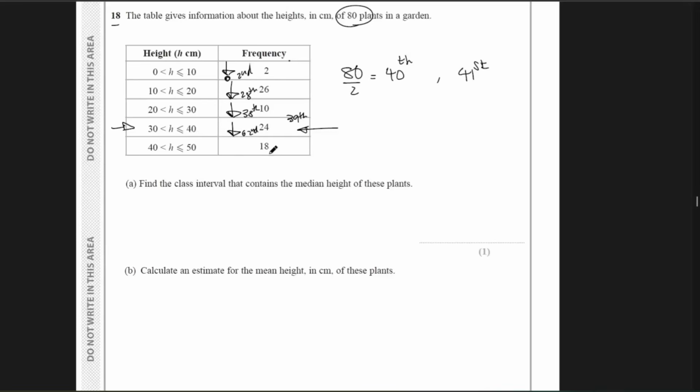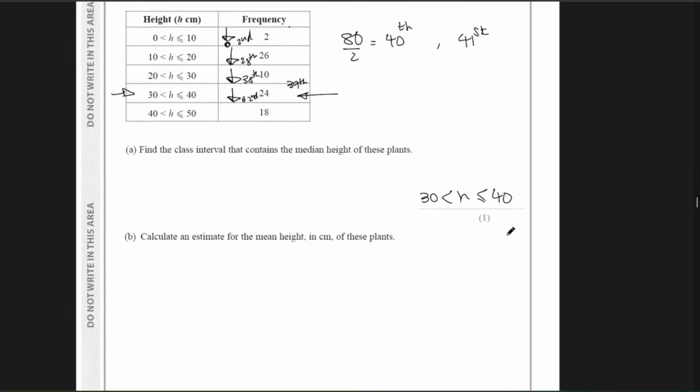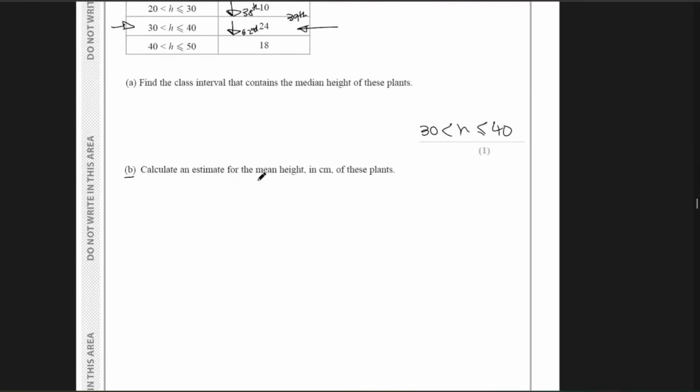So the class interval that contains the median height is 30 less than h less than or equal to 40. So 30 less than h less than or equal to 40. This class contains the median height of these plants. Question B, calculate an estimate for the mean height in centimeters of these plants.